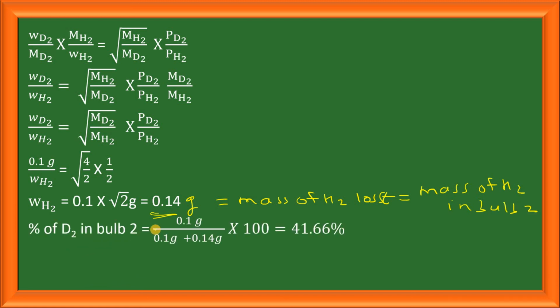Therefore, the percentage of D2 in bulb 2 will be the mass of D2 upon the total mass. So we get 41.66. Therefore, the percentage of H2 will be 58.33%. So that is why option number A is the correct answer.